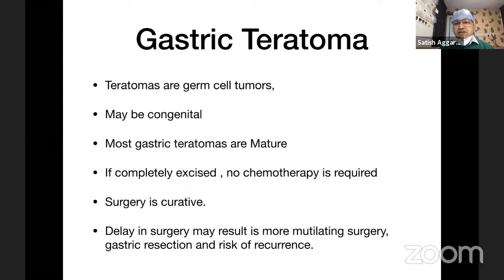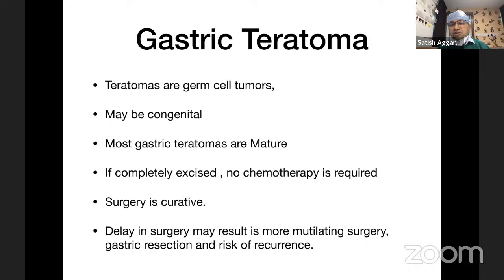So a word about gastric teratomas. Gastric teratomas are germ cell tumors. They are usually congenital, but they can present later when they start enlarging. Most gastric teratomas are mature and therefore they do not require chemotherapy if completely excised. But delay in surgery can result in more mutilating surgery, extension of the tumor to surrounding organs, gastric resection risk, and the risk of recurrence.